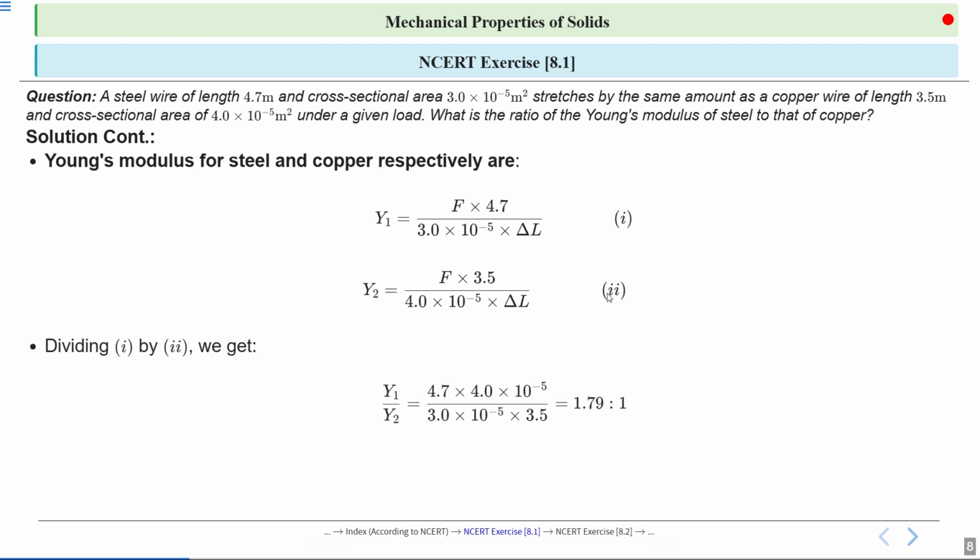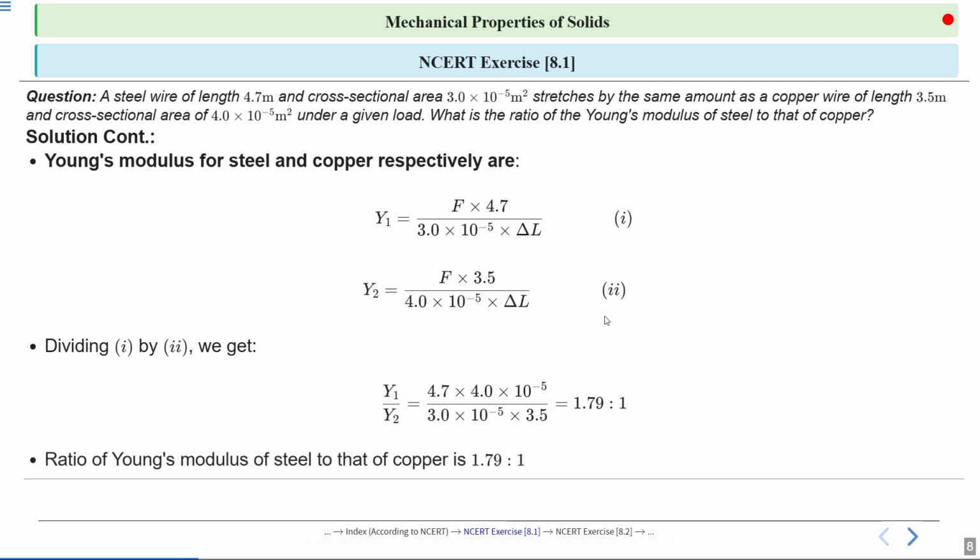So dividing first by second, we get Y1 upon Y2 is equal to 4.7 into 4.0 into 10 raised to the power minus 5 divided by 3.0 into 10 raised to the power minus 5 into 3.5. Solving this calculation, you will get 1.79 ratio 1. This means steel is about 1.79 times stiffer than copper under these conditions. So the ratio of the Young's modulus of steel to that of copper is 1.79 to 1.